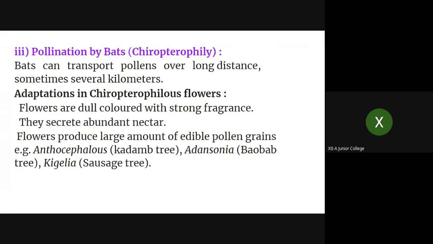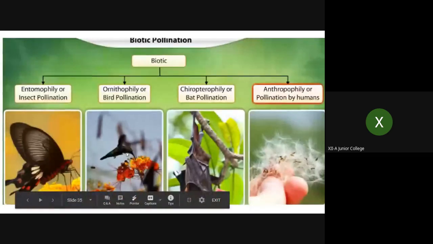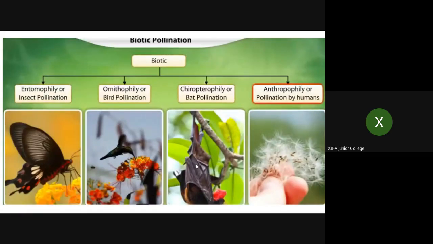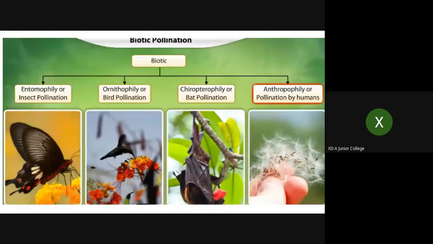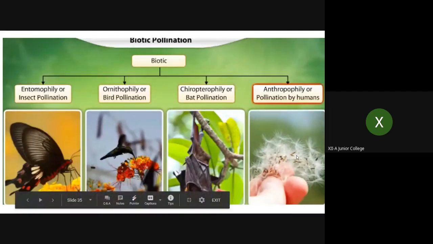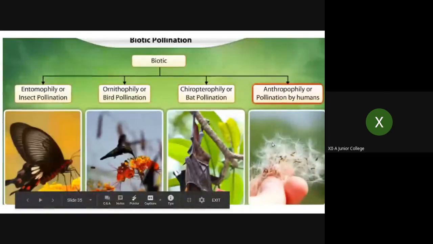Now this is a picture you can see where entomophily is seen in the first diagram. Here is the ornithophily. The bird is getting the nectar from the flower, shown as pollinating agent, and this is the bat, that is the chiropterophilous flowers, that means plant, and this is the bat as a pollinating agent. And here are the human beings shown. These are specific type of flowers along with the seeds, which are carried easily by human beings by their hand or by their clothes, or even it gets stuck to the body of the dogs also. This is a specific type of plants, some of you might be knowing also. So this is the picture.